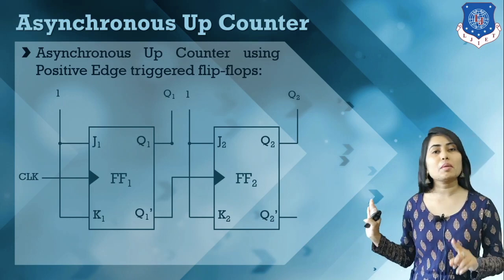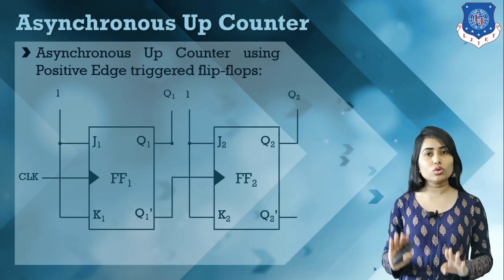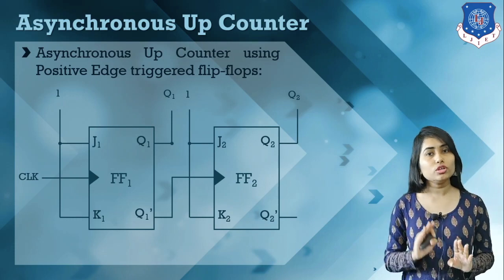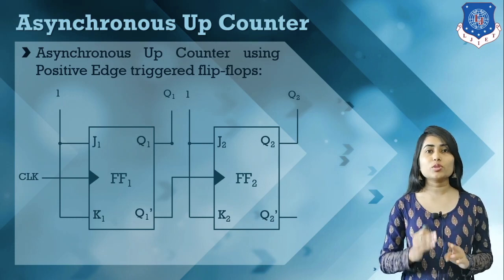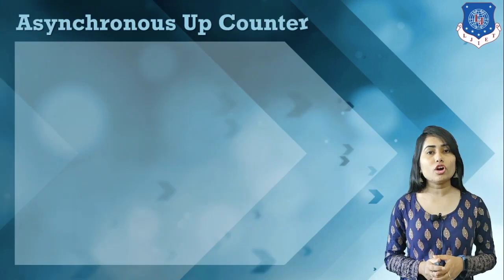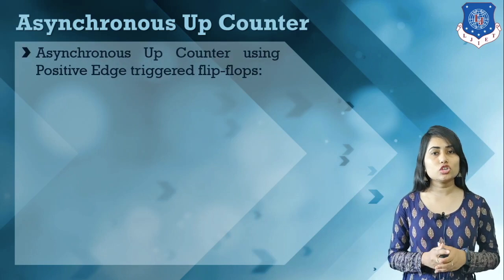But remember, we have to measure our output from Q1 and Q2 only. Though here we use Q1 dash as a clock, we have to measure our output from the normal outputs, that means from Q1 and Q2. Now how will this work? Here we have the waveform characteristic for positive edge triggered JK flip-flops with an asynchronous up counter.